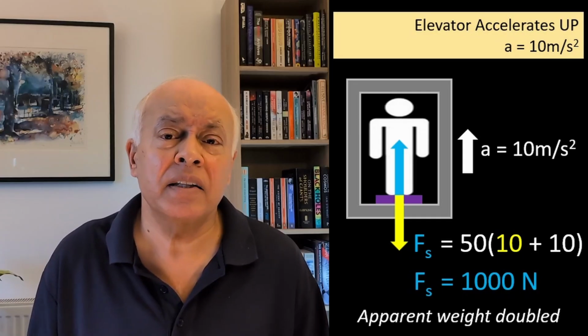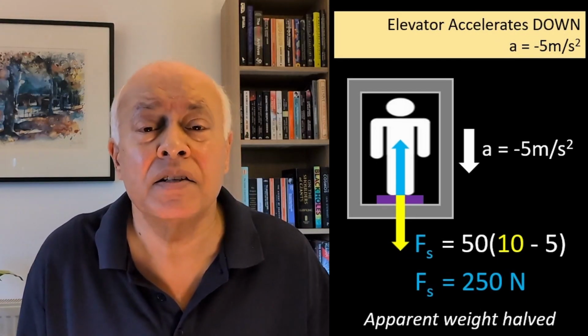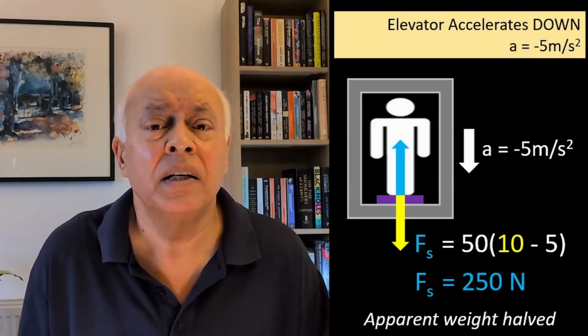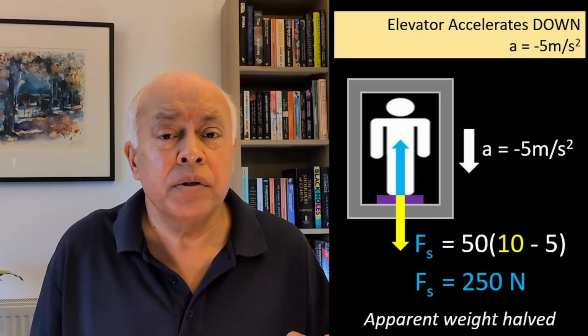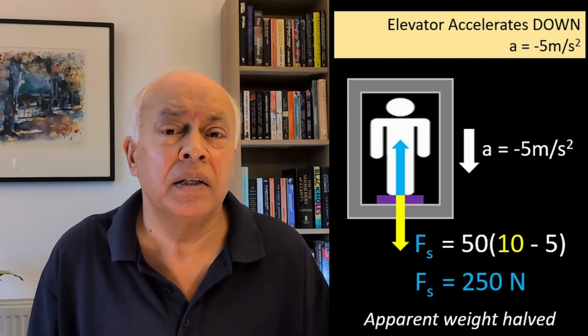Now let's accelerate the elevator downwards. So A is minus 5 meters per second squared in this case. Fs now equals 250 newtons, so the person feels half their normal weight.